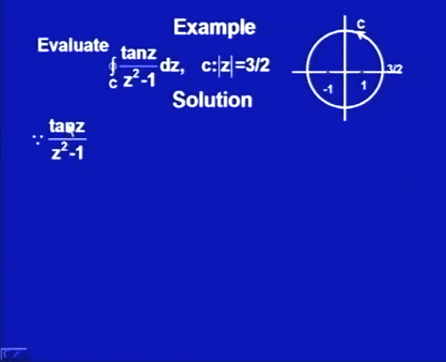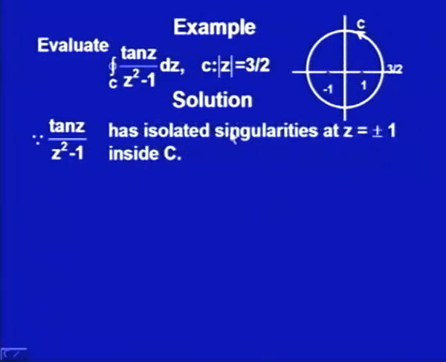So, it will have singularities wherever the denominator has zeros, or we simply see directly that this function fails to be analytic at z equal to plus and minus 1. So, it has isolated singularities at plus and minus 1, and both these singularities, because the radius is 3 by 2, so this is plus 3 by 2 and this would be minus 3 by 2, so 1 and minus 1 both would be inside the contour C, that is, they are interior to contour C.